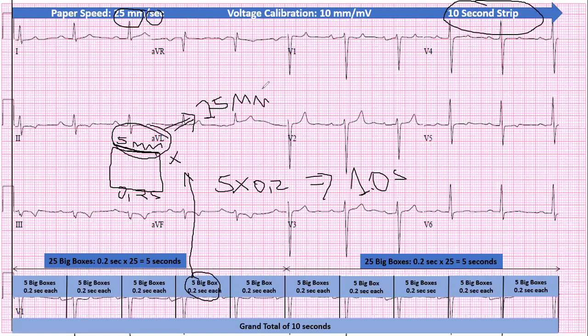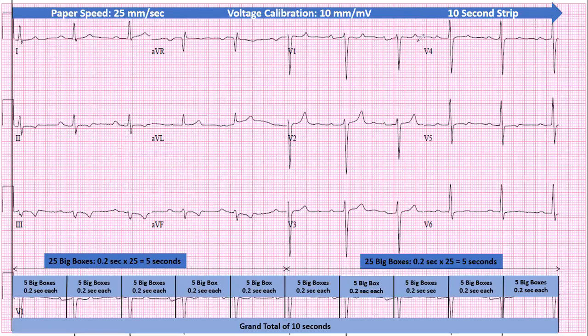Hence, we say 25 millimeters per second. Okay, so that's how we get to that. So then, how does this help us in terms of calculating our heart rate?